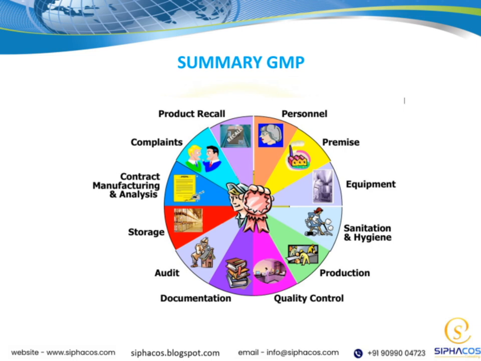Next, GMP covers a wide range of aspects, including proper hygiene, validated processes, and accurate documentation. These elements work together to prevent contamination, errors, and deviations that could compromise product quality.